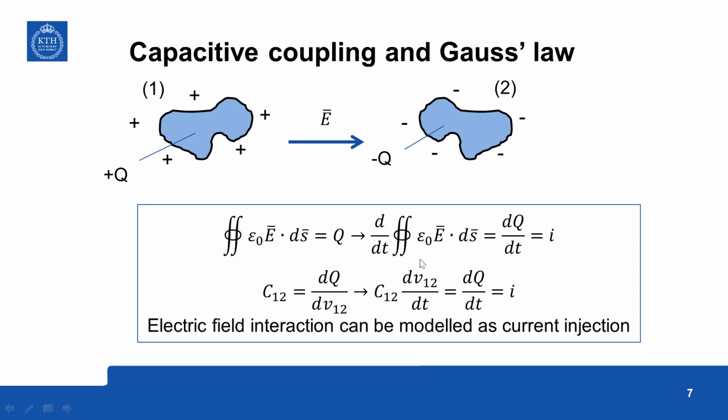So we know how to relate the rate of change of electric field coming out of an enclosed surface in terms of the current. So we can introduce the concept of capacitance, which is defined as dq by dV12, that is the voltage difference between these two bodies. So the rate of change of Q with respect to this voltage. Comparing these two, we can see that electric field interaction can be modeled as a current injection.